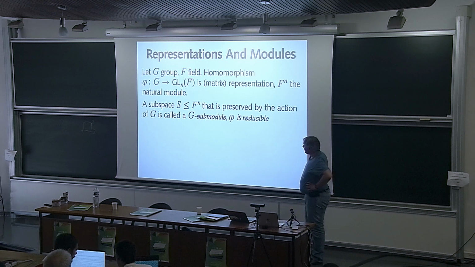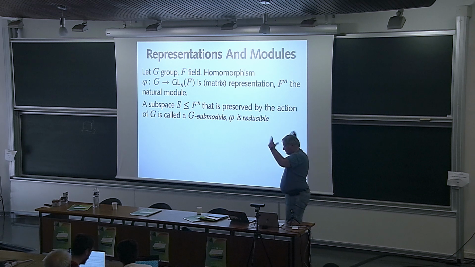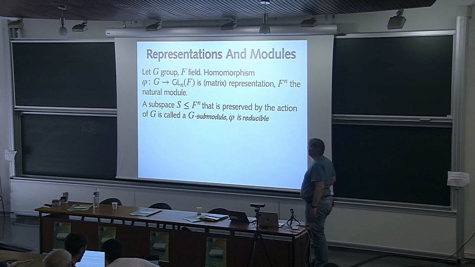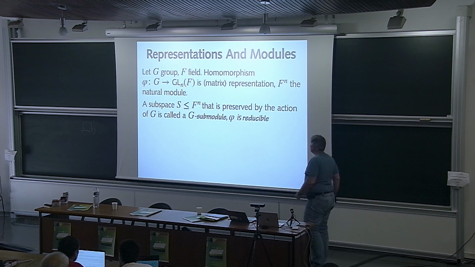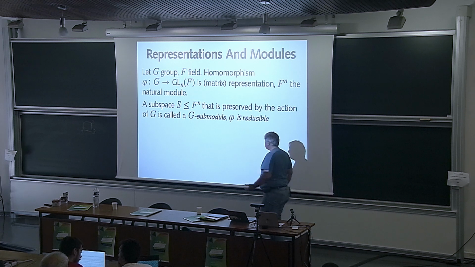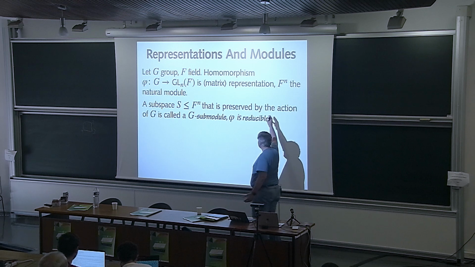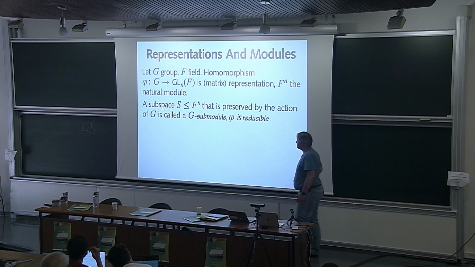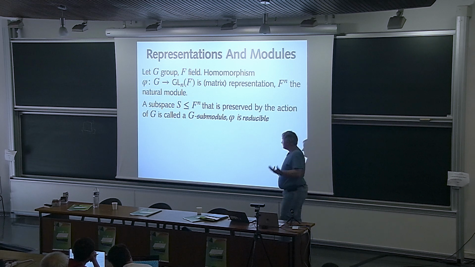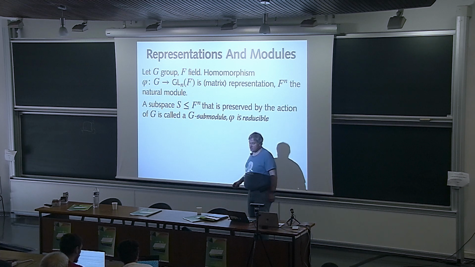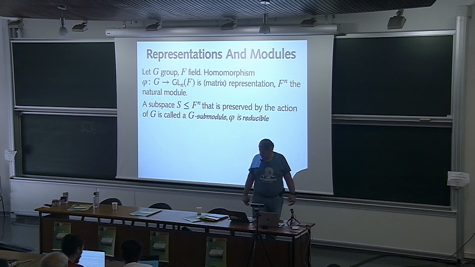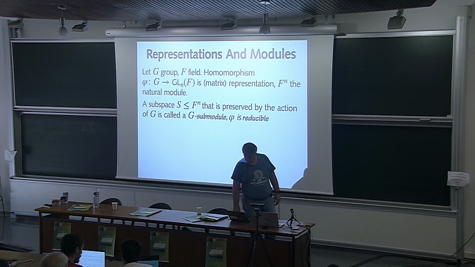So what is the setup here? I'm briefly stepping away from the question of finding a composition tree. I have a group, a field, and a homomorphism from the group into a group of matrices. That is a matrix representation. The vector space over that field in that dimension is the natural module. A subspace that is preserved as a subspace, not element-wise, but just as a subspace under this action, is called a submodule. And if such a non-trivial submodule exists, then this matrix representation is called reducible.